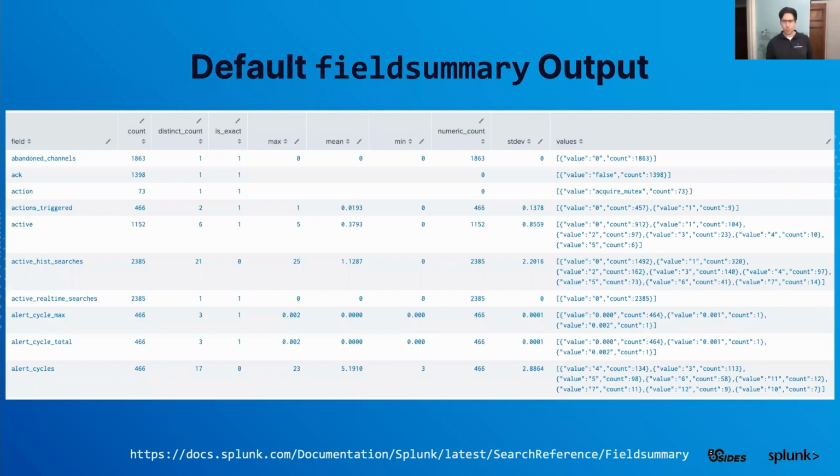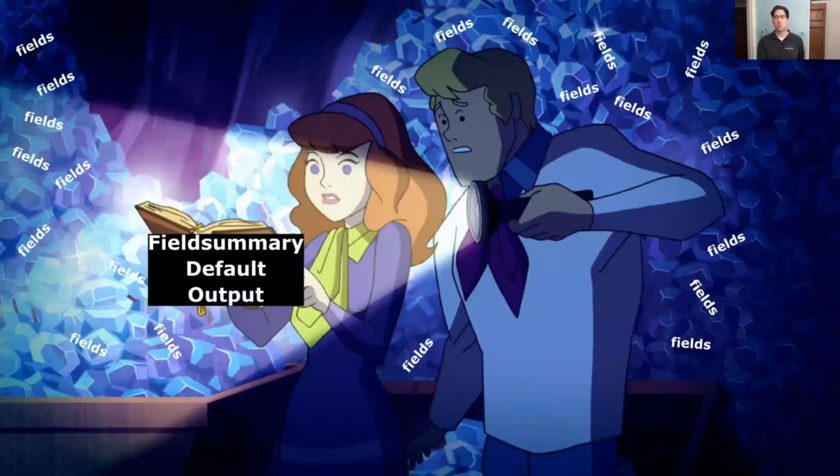So we've got distinct counts and numeric counts and max and min and standard deviation and a not so easy to read array of JSON containing the top values for each field. Now, this is definitely a step in the right direction, but there's a lot we could still do to make that output more useful. And thus, we come to the core of this presentation and my solution to this problem.